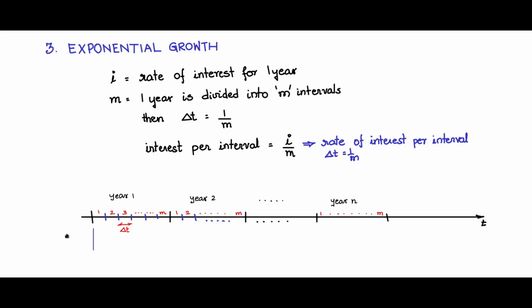Now at the beginning of year 1 we will have S0. At the end of year 1 we have S1. At the end of year 2, S2. And at the end of year n it is Sn. We are of course interested in finding what Sn is.